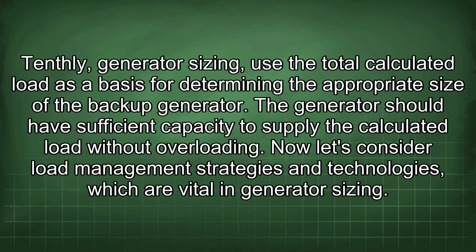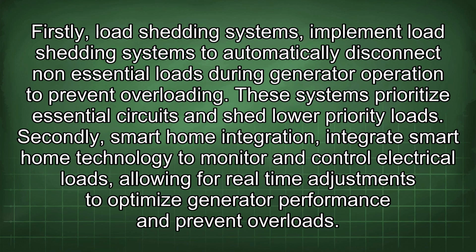Tenthly, generator sizing. Use the total calculated load as a basis for determining the appropriate size of the backup generator. The generator should have sufficient capacity to supply the calculated load without overloading. Now let's consider load management strategies and technologies which are vital in generator sizing. Firstly, load shedding systems. Implement load shedding systems to automatically disconnect non-essential loads during generator operation to prevent overloading. These systems prioritize essential circuits and shed lower priority loads.